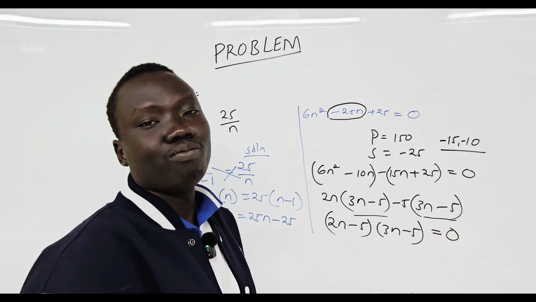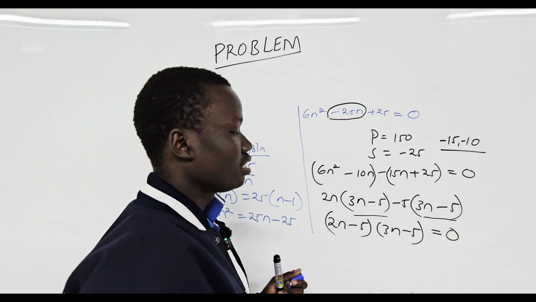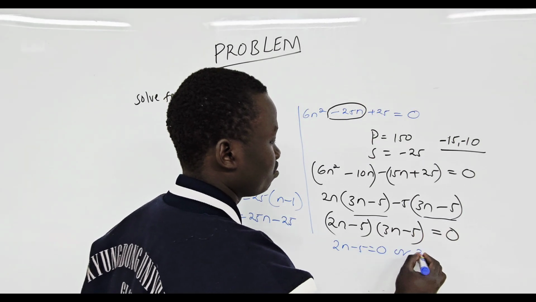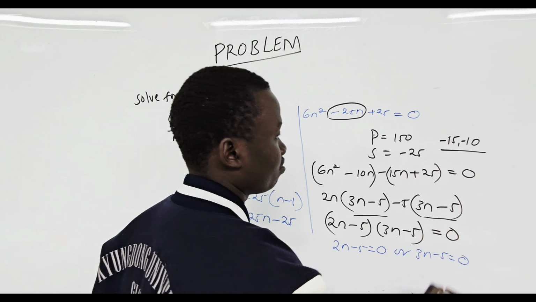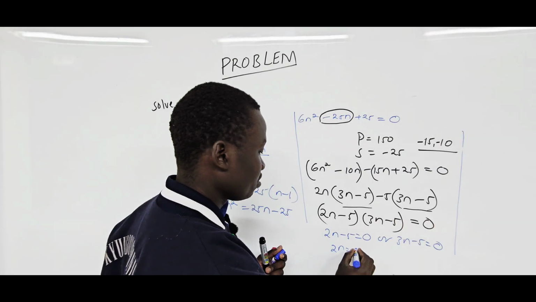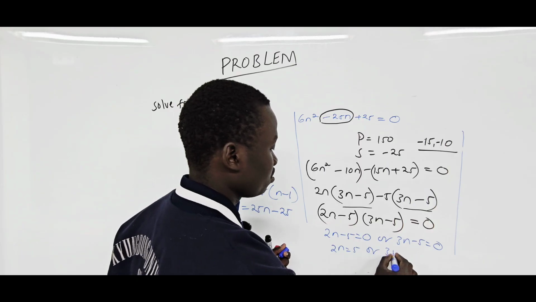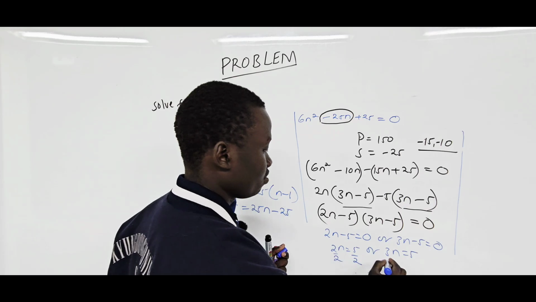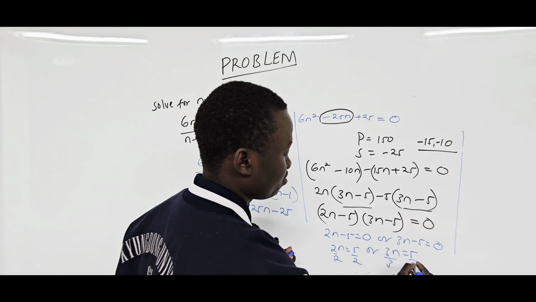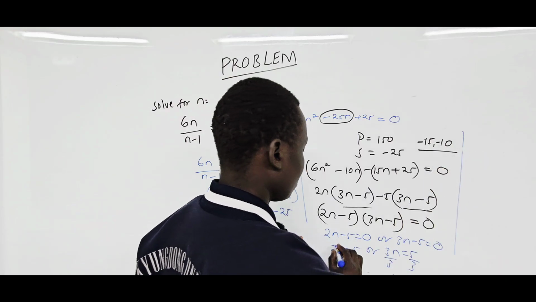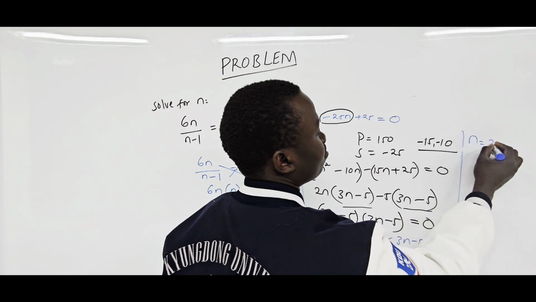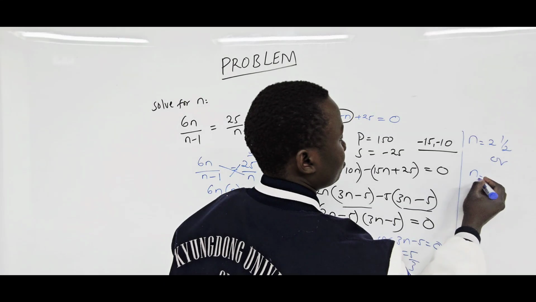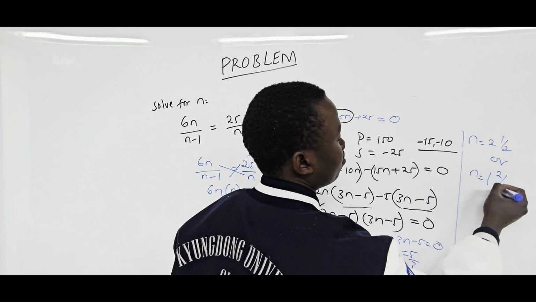Now we are almost coming to an end. We want to get the value of n. 2n minus 5 equal to 0, or 3n minus 5 equal to 0. In this case, 2n equal to 5, or 3n equal to 5. We divide both sides by 2, and in this case, both sides by 3. So our first n is 2 whole 1 out of 2, and our second n is 1 whole 2 out of 3.